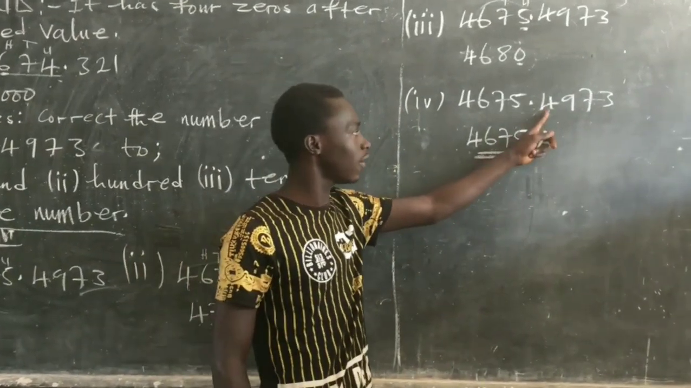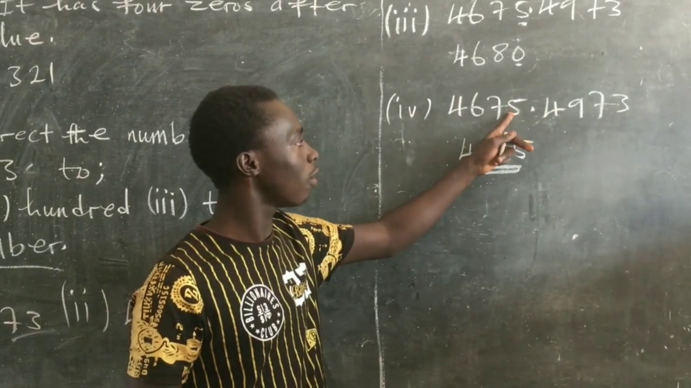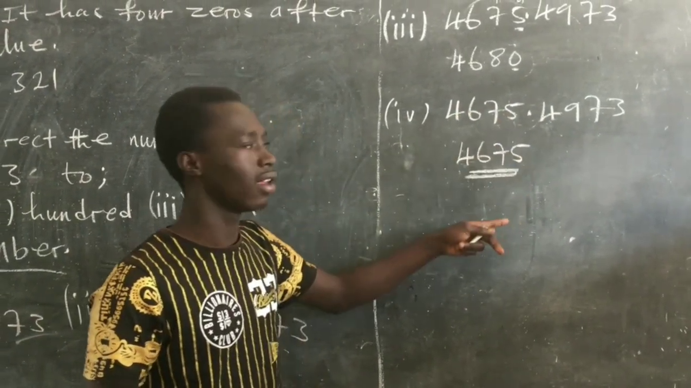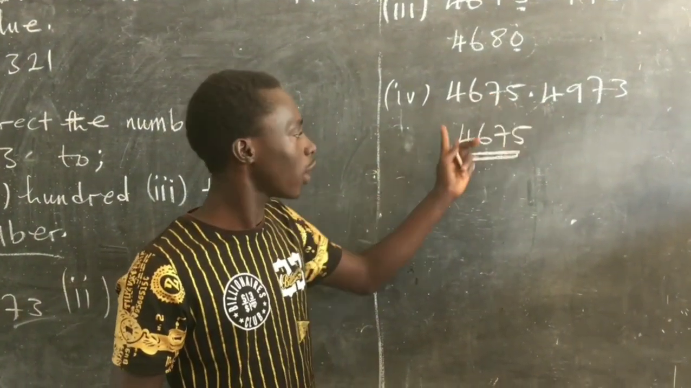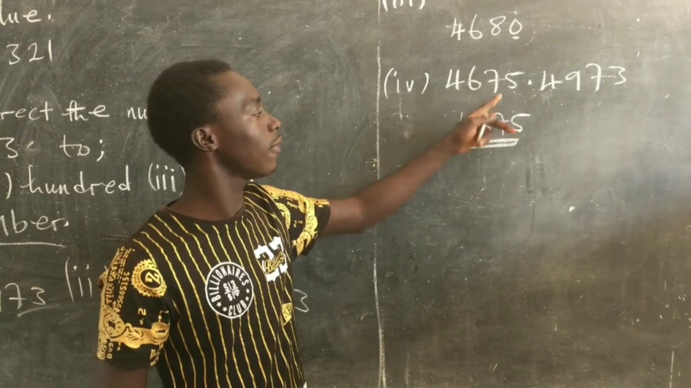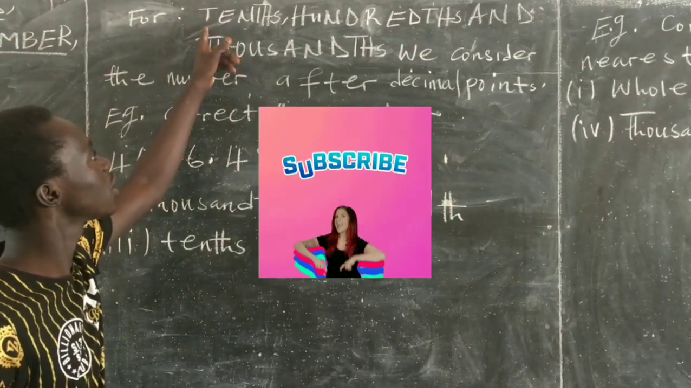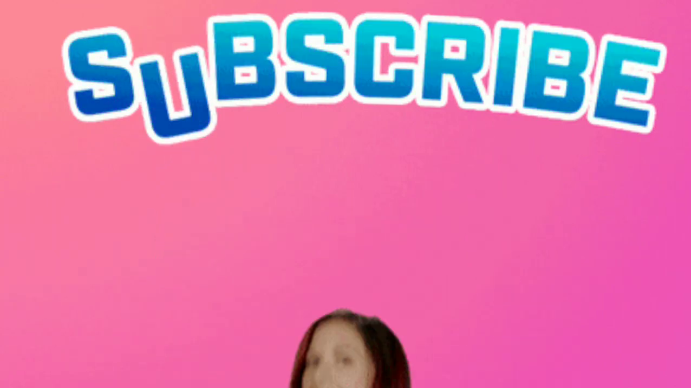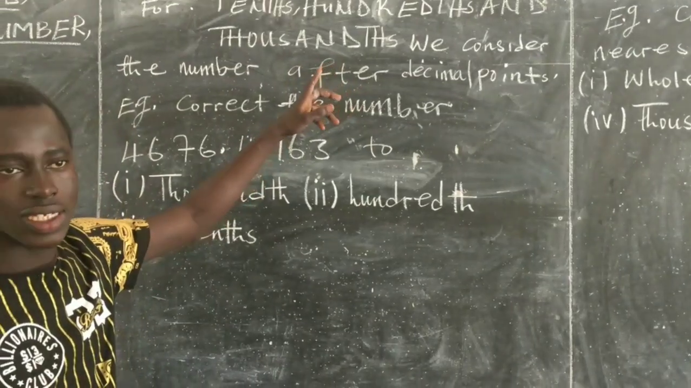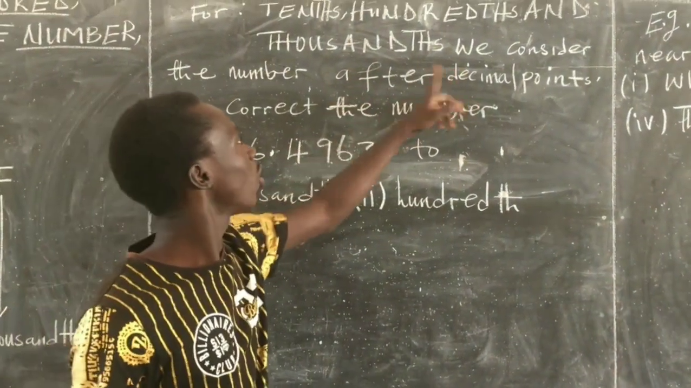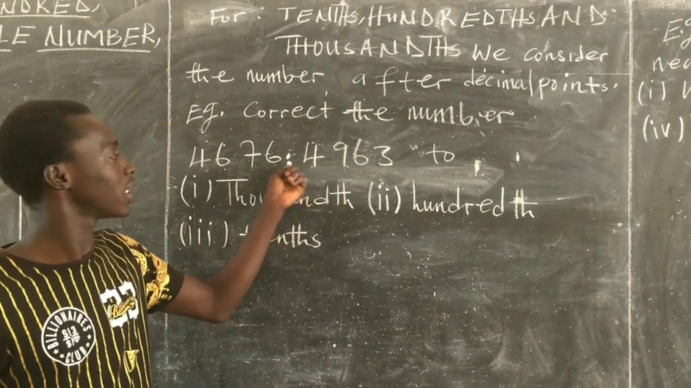If it is exactly 5, it means here we have to add 1 to this 5. Therefore, this number will become 4676. But since it is less than 5, since it is 4, we have to round down. So here the answer will be 4675. And from there, we will be dealing with the 10th, 100th, and 1000th. When you are dealing with 10ths, 100ths, and 1000ths, you consider the numbers after the decimal point.